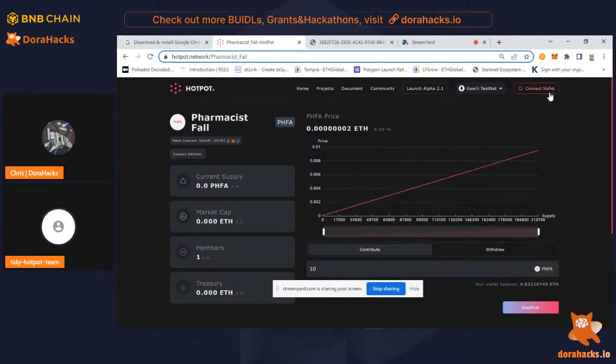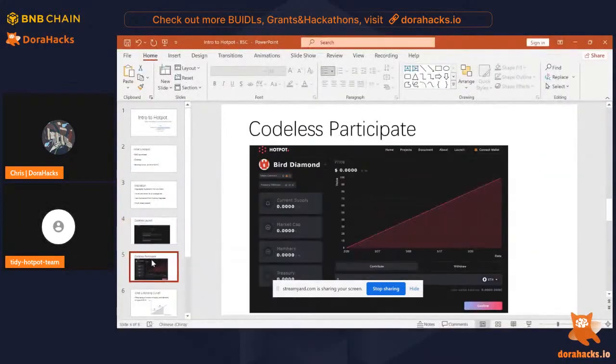Sorry, it's a little bit of a technical problem. I don't know why I cannot connect the wallet now, but it should work. Let me go back to the PowerPoint. So it's basically these kinds of things.